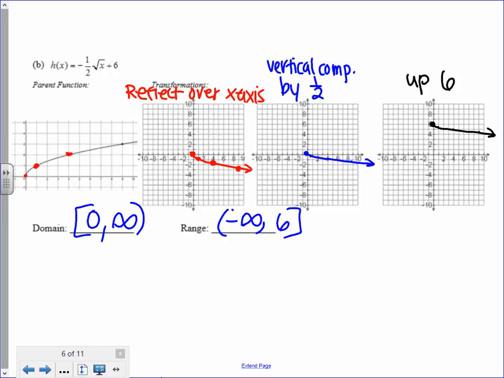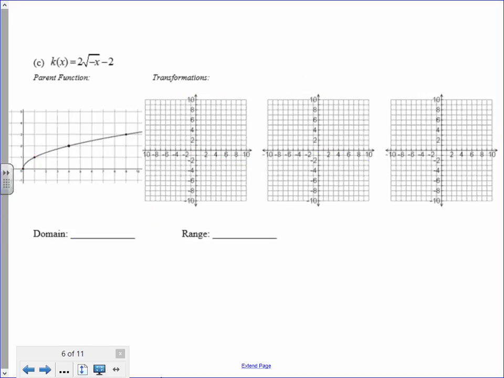Okay. Last one here. Oh, new reflections and transformations here. 2 square root of negative x minus 2. If you want to work ahead of me and see what you can do, that's fine. Then there's practice on the last page you can start. If you want to stick with me, go ahead. The practice on the last page is only 4 questions, so if you get done early, just start with that.